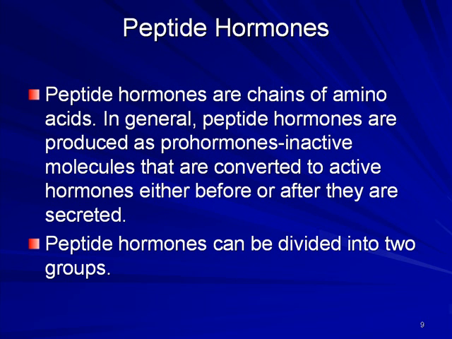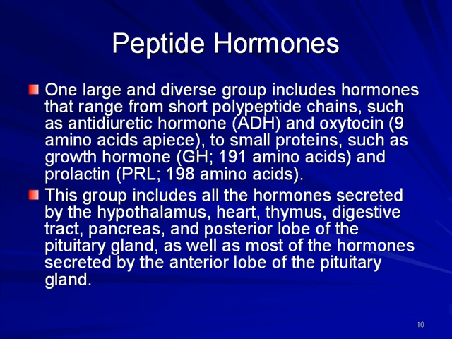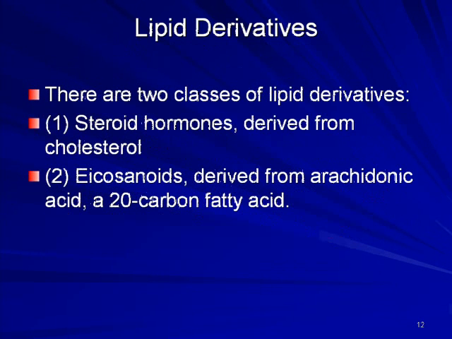There are peptide hormones as well that are arranged in chains of amino acids. Peptide hormones are a large and diverse group. It includes hormones with short polypeptide chains, such as antidiuretic hormone, oxytocin, and prolactin. These are all hormones that are derived from peptides.